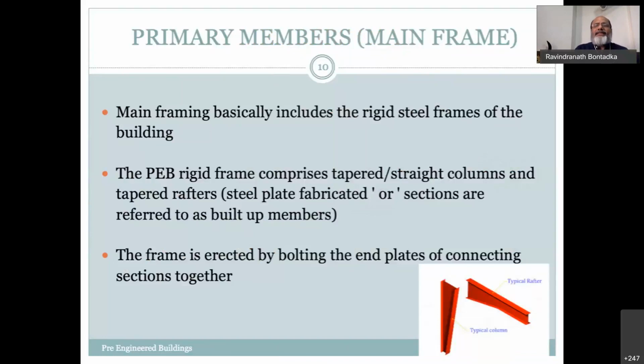The main frame basically includes the rigid steel frames of the building, the primary members. The PEB rigid frame comprises tapered and straight columns, sometimes tapered, sometimes straight, and tapered rafters also, depending on optimally how much you need. The frame is erected by bolting at the end plates of connecting sections together. This is very important here.